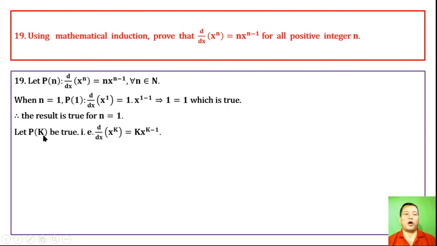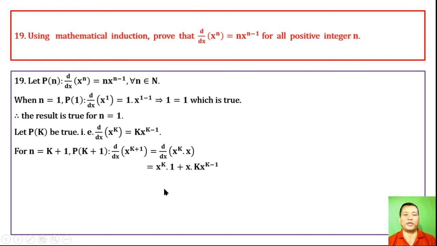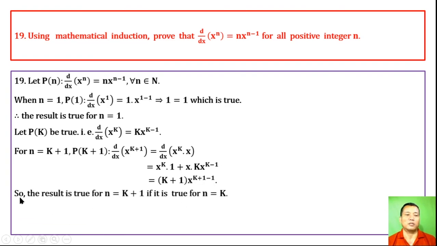Let P(k) be true. Let the statement be true for n equal to k, where k is greater than 1. For n equal to k plus 1, replace n by k plus 1. d by dx of x to the power k plus 1 can be written as x to the power k into x, whose derivative by applying the product rule gives k plus 1 times x to the power k plus 1 minus 1. So the result is true for n equal to k plus 1.